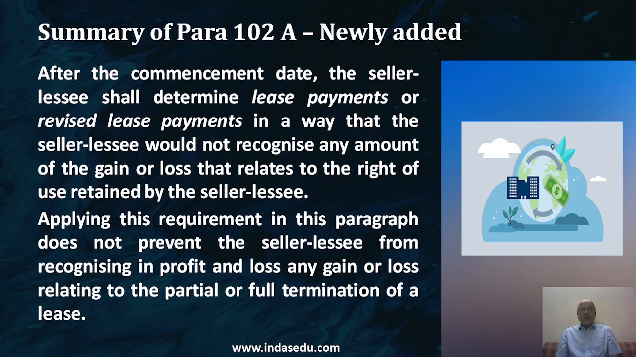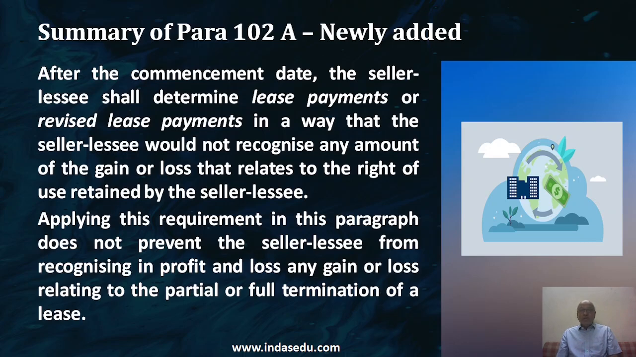Next, the new thing, summary of para 102A, that is the newly added. After the commencement date, the seller lessee shall determine lease payments or revise lease payments in a way that the seller lessee would not recognize any amount of the gain or loss that relates to the right of use retained by the seller lessee. So what has happened at the commencement date? The same thing has to continue after the commencement date. The lessee shall determine lease payment in a way that there is no recognition of any gain or loss that relates to the right of use retained by the seller lessee.